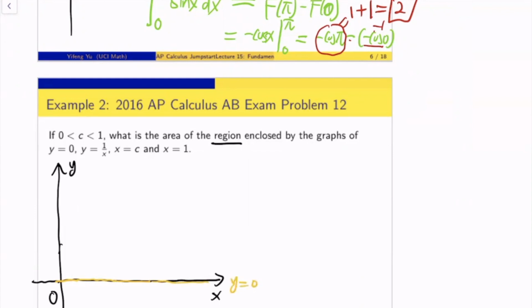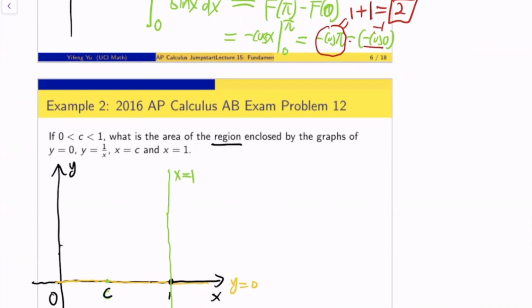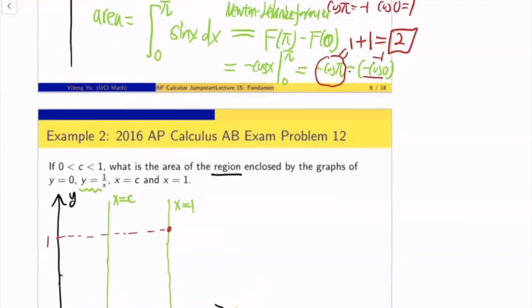And then y equals 1 over x, and x equals 1. Let's put it here, so this is x equal to 1. And then there is some point c, which is between 0 and 1, let's say it's right here. This is the line x equals c. We know this curve passes through the point where if x is 1, y is also 1.